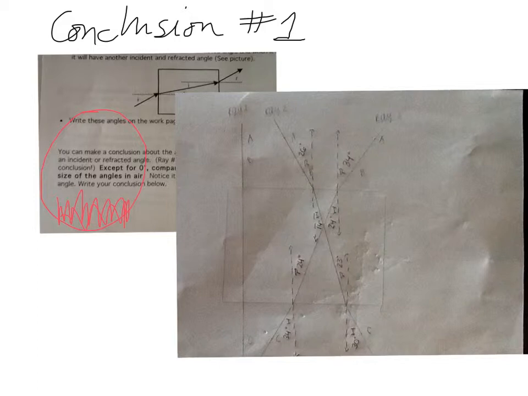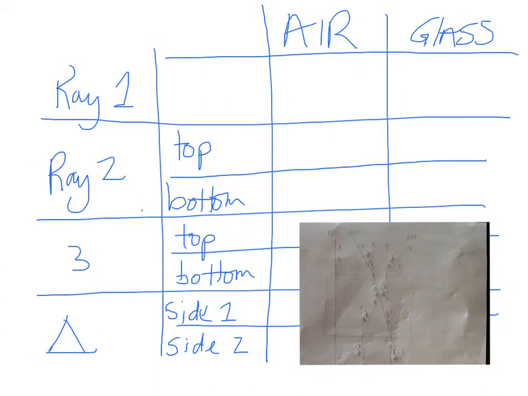And you are looking at all of these angles here. The angle as it comes into the block, and then the angle as it goes out on the top, and then on the other side, the angle that it is in the glass and the angle that it is in the air on the bottom. So we've got all the stuff happening on the top of the block and then all the stuff happening on the bottom of the block, and we want to compare those. So your table should look something like this.